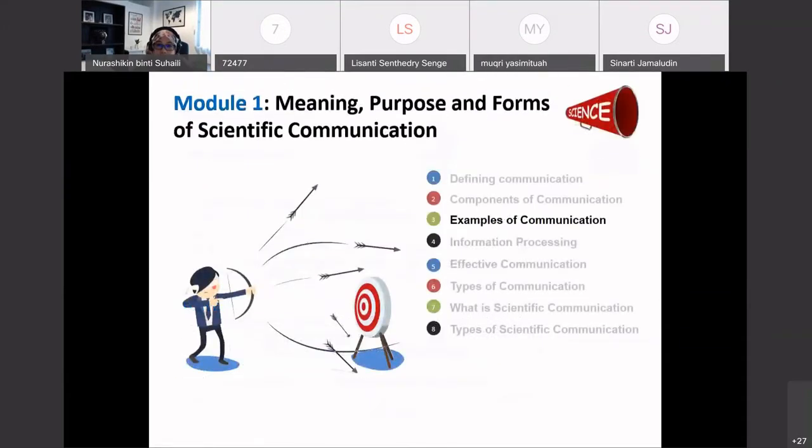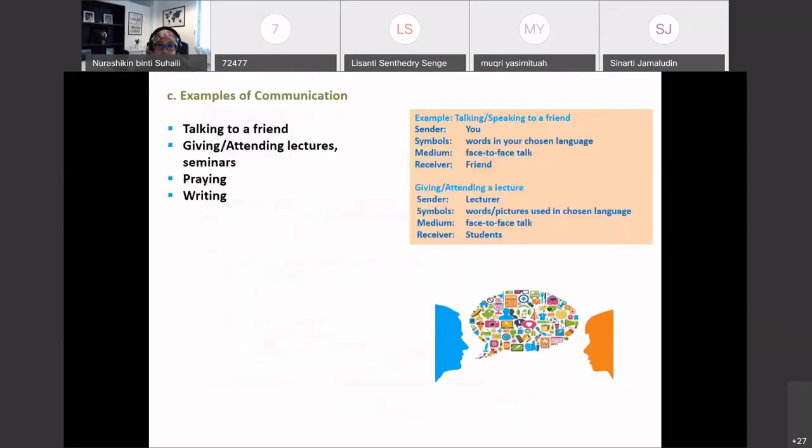Okay, what are examples of communication? It can take many forms, right? Like now, I'm communicating this module to you, and that is communication. It's a talk, it's a lecture, a seminar. Even if you pray, right? You are praying to God. The God is the receiver and you are the sender. You are reciting your prayers.